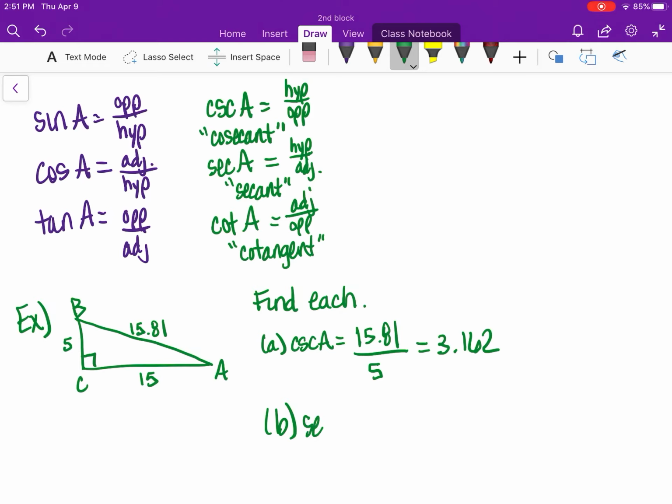Okay, then for B, we find the secant of A. The secant of A is hypotenuse over adjacent, because that's the reciprocal of cosine. So the hypotenuse is 15.81 and the adjacent side is 15. Put that in your calculator and divide that out. We're rounding to the nearest 10,000th, so that's 3 places. So 1.054.